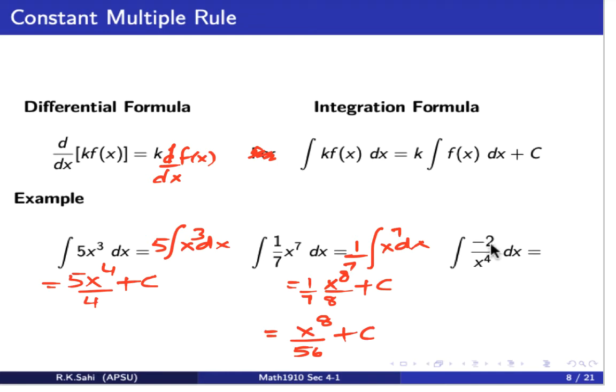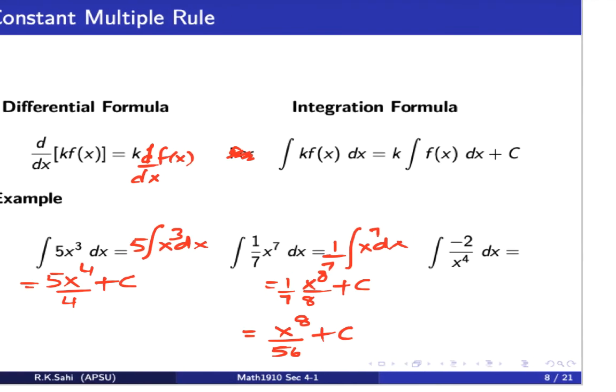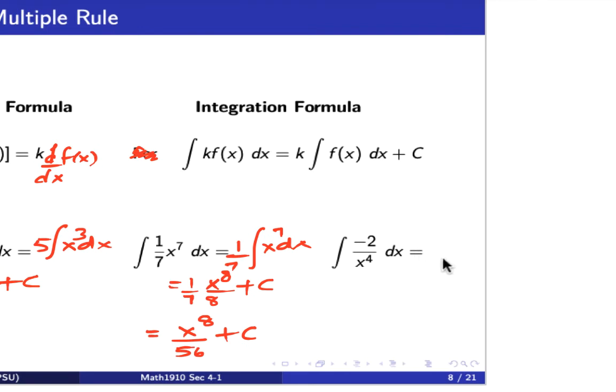Now you have negative 2 times 1 over x to the power 4. We've already done this one, so let's just go ahead and do it again. Take the minus 2 out, guys. It's a constant. It is 1 over x to the power 4 dx. Now remember, this x to the power 4 should be in the numerator, not in the denominator. So when we take this x to the power 4 in the numerator, the sign changes. So you have negative 2 x to the power minus 4 dx.